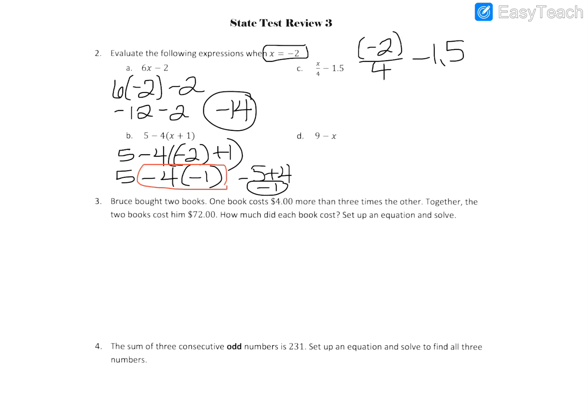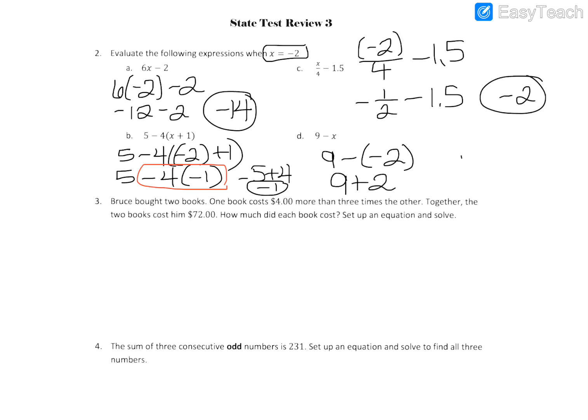Okay, so -2 over 4, that's -1/2. Minus 1.5. Since they're both negative, they're really adding. So this actually gives me -2. Okay, and then the last one, 9 minus -2. That becomes plus. So it goes to 11.